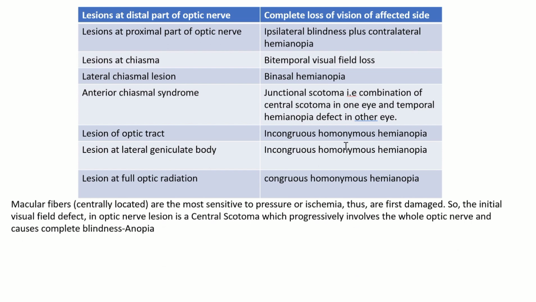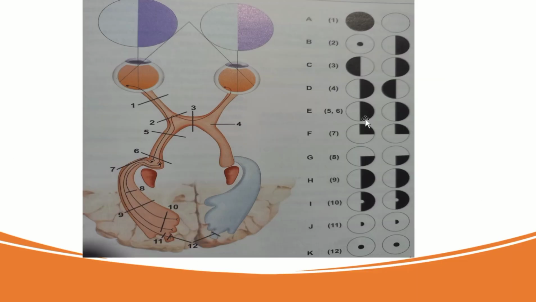Homonymous means they are on the same side. Suppose you can see both of them, they are on the right side. Both the lesions are on the right side. Here also both the lesions are on the right side. So despite the difference in the visual field, that this is the nasal visual field and this is the temporal visual field, homonymous and heteronymous are only concerned with which side.